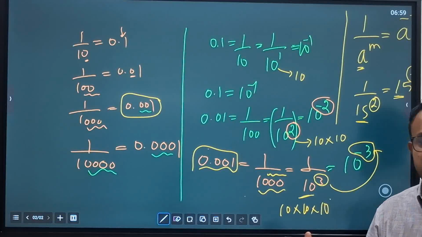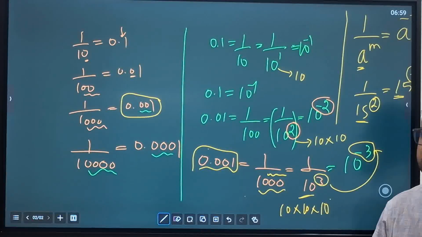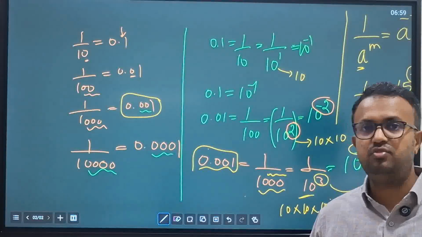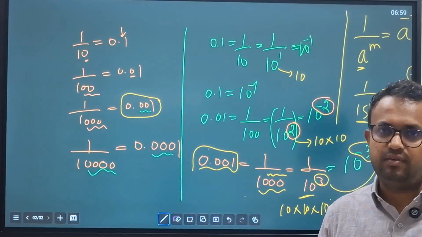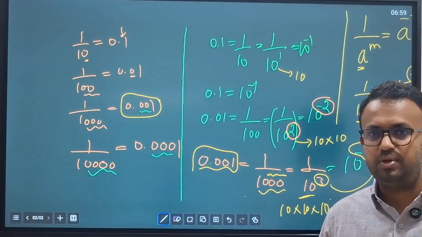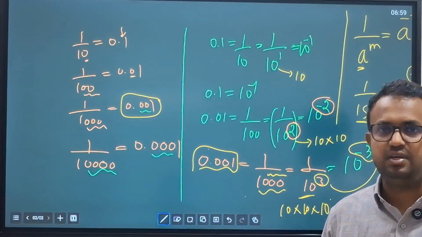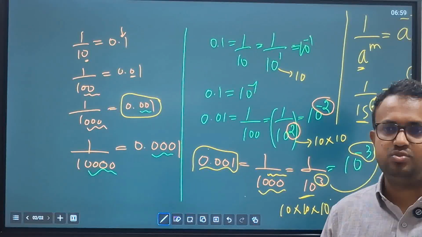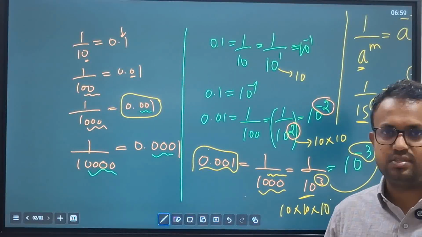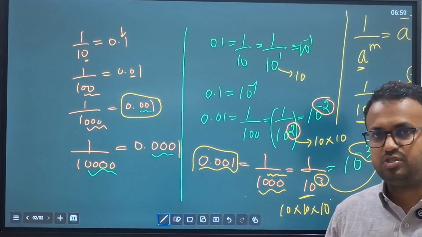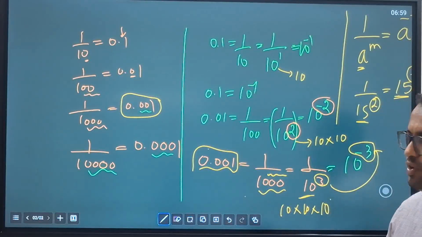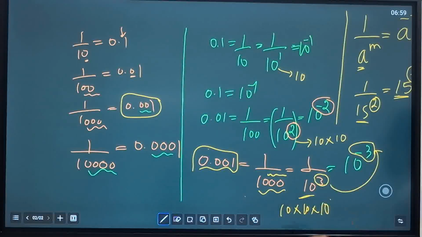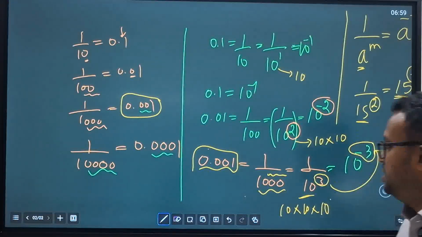So this is important to know. Because in class 9, you have a lot of problems which involve negative powers, like the gravitational constant, say 10 power minus 9, 10 power minus 11, nanometers. So where you will have a lot of powers, negative or positive, you should be comfortable enough to solve such problems, right?